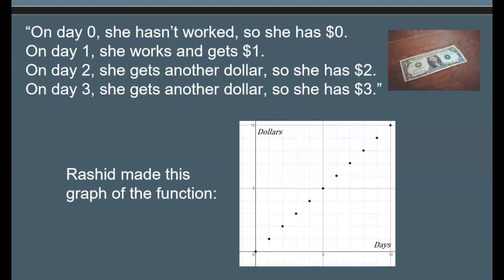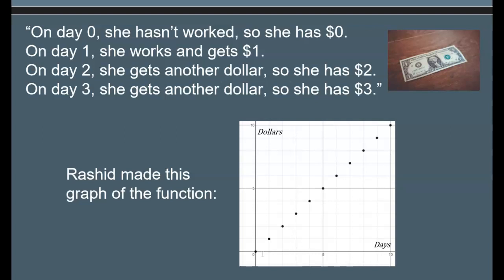So his thinking goes, on day 0, she hasn't worked yet, so she has $0. On day 1, she works and gets $1. On day 2, she gets another dollar, so now she has $2 total. On day 3, she gets another dollar, so $3 total. So this is the graph that results.